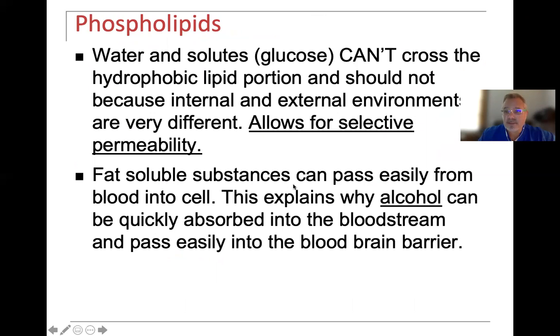Now, fat-soluble substances can pass easily from the blood into the cell, and that helps explain why alcohol can pass quickly, right? And it can be absorbed from the bloodstream right into the neuron or right into brain cells pretty fast. And that's why we check neurology, finger to nose or heel to toe when you're walking, to see that alcohol gets into the cerebellum and your balance and equilibrium is shot and your fine coordinative skills are shot.